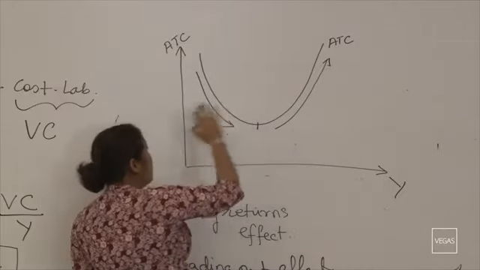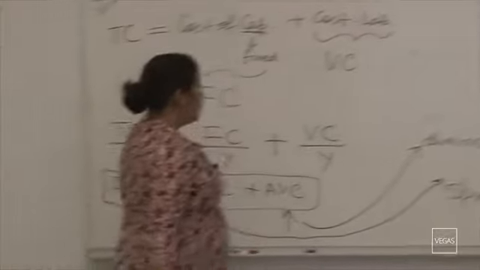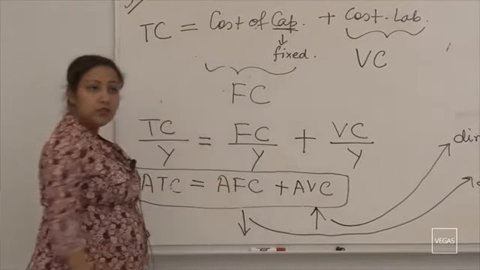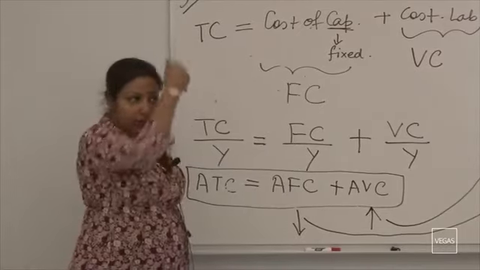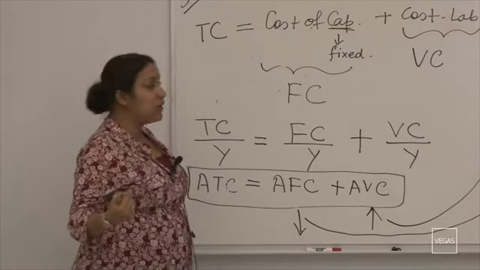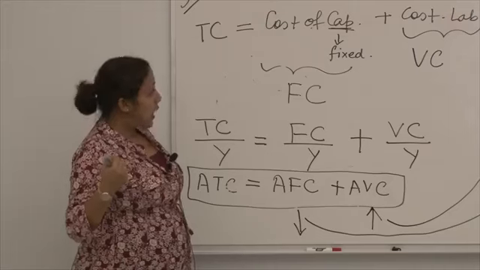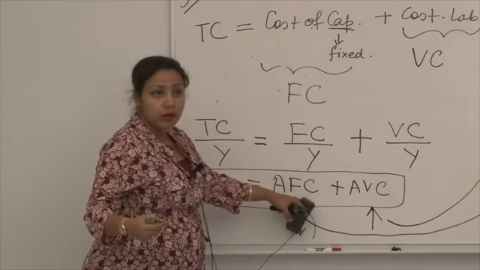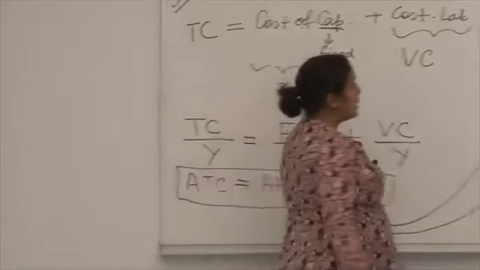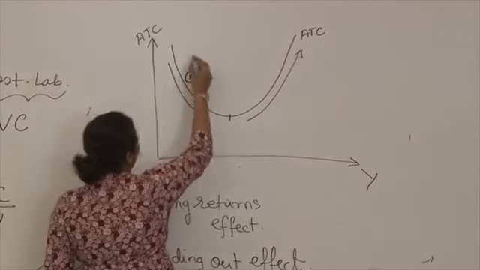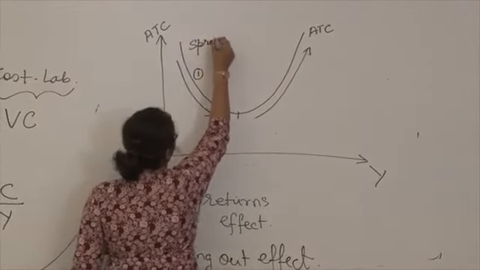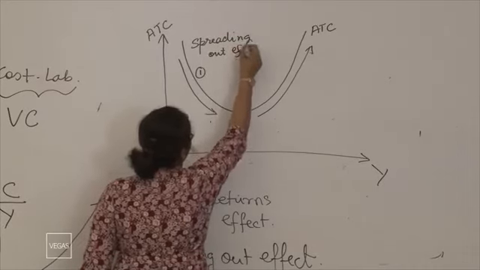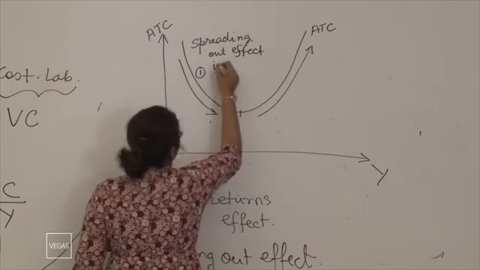So the downward sloping part must be the one where the AFC is trying to pull it down, isn't it? Because it is the AFC that creates that downward pull. So if the downward pull is the one that has actually happened, then this must be the stronger pull, correct? So can I say that in this zone 1, the spreading out effect is stronger?